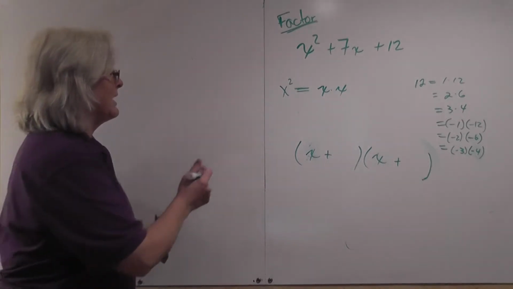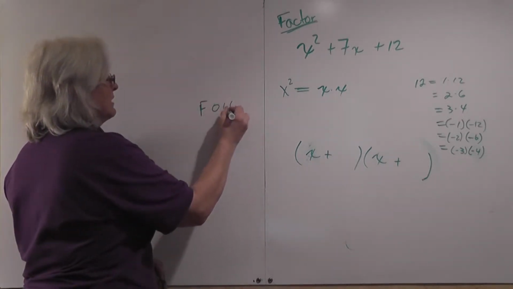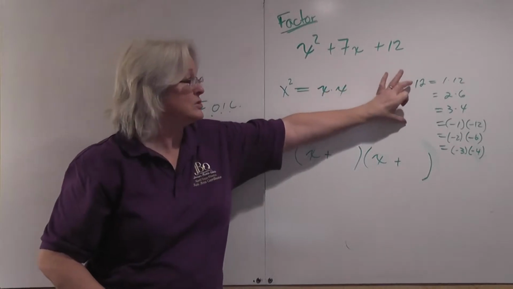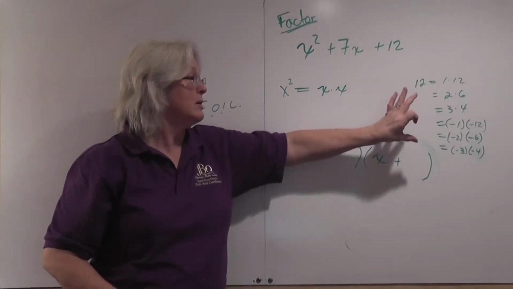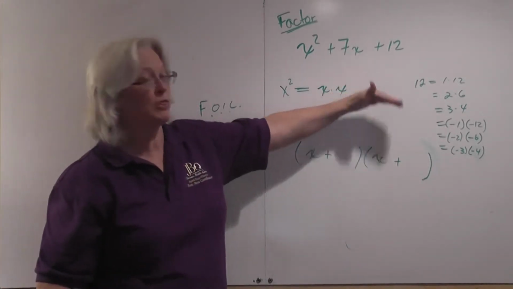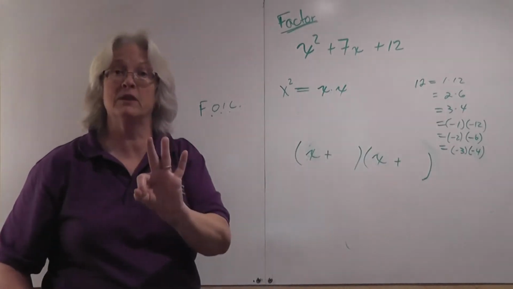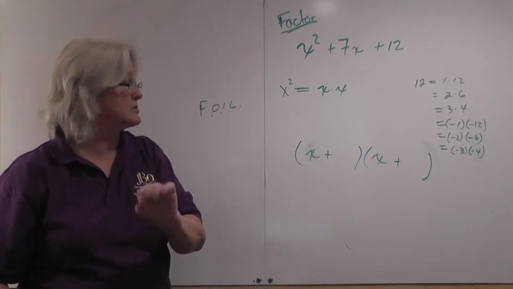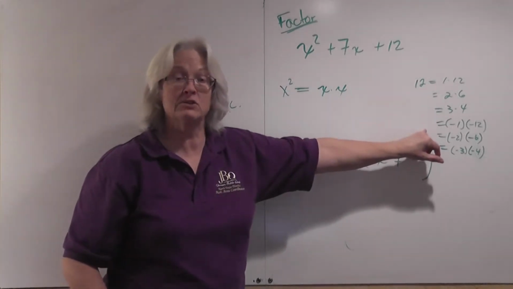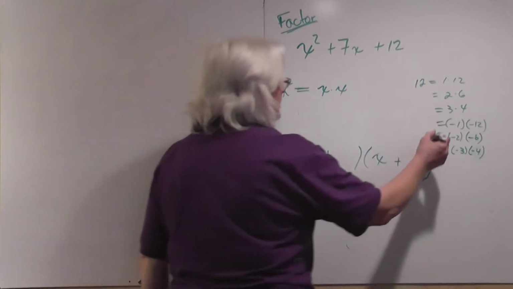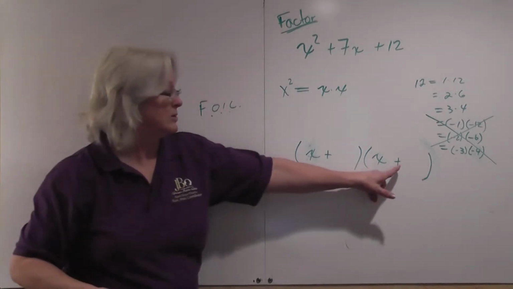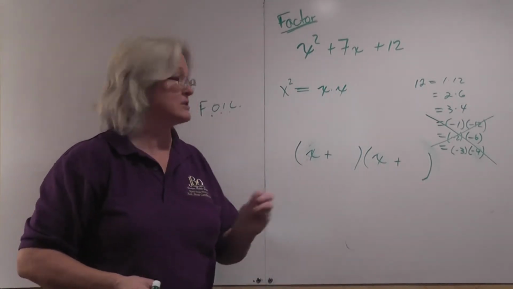Now, remember we had FOIL: first, outside, inside, and last. The last terms, when we multiplied those together, that's how we got this 12, which is exactly why we had to come up with factors of 12. We have 6 pairs of factors over here. Only 3 of these are going to be ones that we can use. Why is that? Because our signs are positive. So these negative factors here, negative 1 times negative 12, even though that gives us a positive 12, it doesn't work for this particular problem because these factors have to be positive.